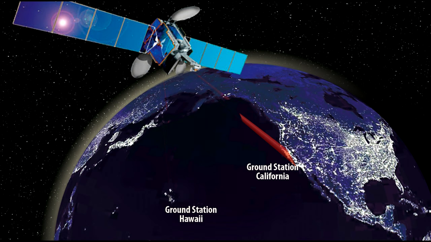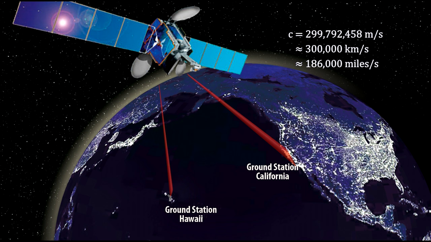Today, we beam laser light through a vacuum and measure the timing with atomic clocks. Here's the current number. We'll round to 300 million meters per second.